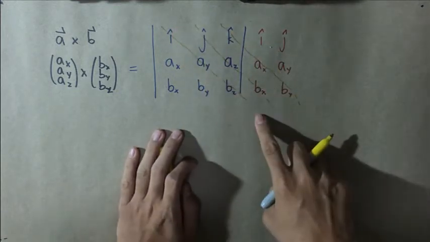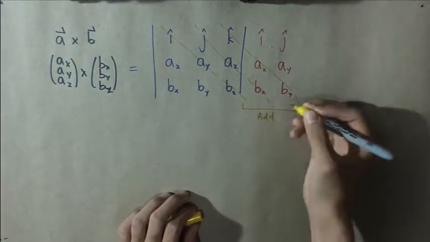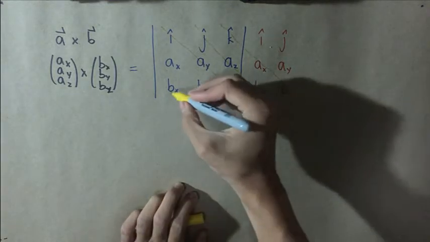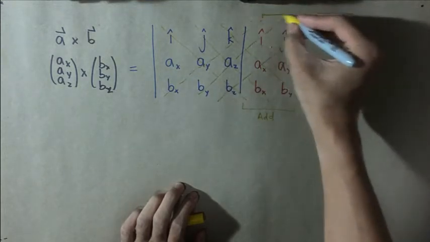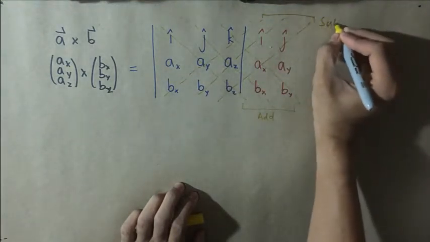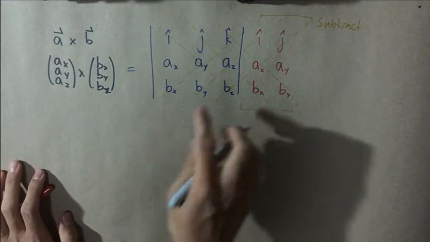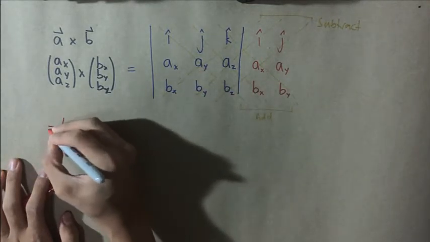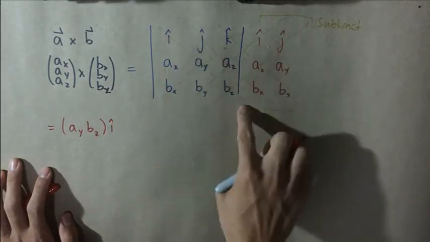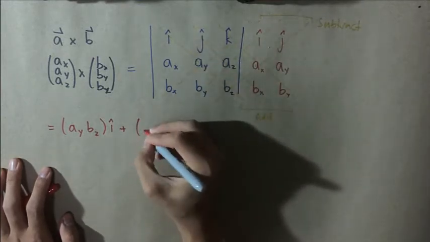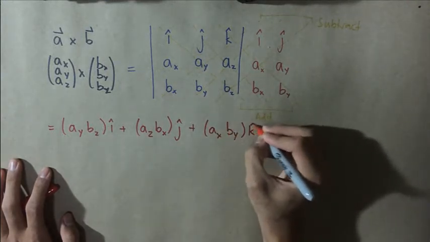Now you multiply everything on that line, and you're going to add them. You add these three. I'm going to write add. Then you're going to do the same in the other direction, so these, and these. But instead here, you're going to subtract them. So I'm going to multiply the first row. It's going to be AY and BZ, and it's got an I on it, plus AZ and BX times J, plus AX, BY with a K on it.